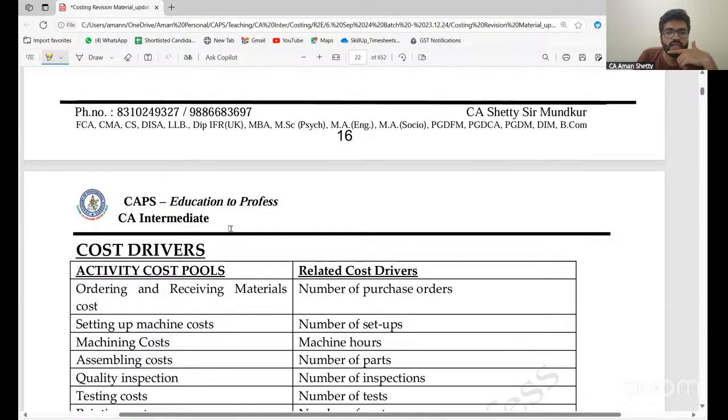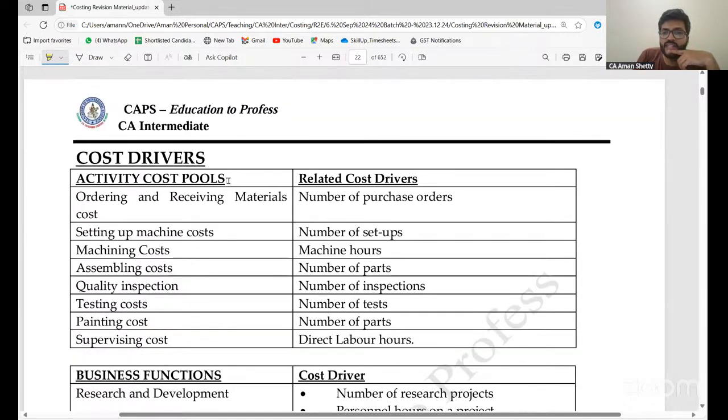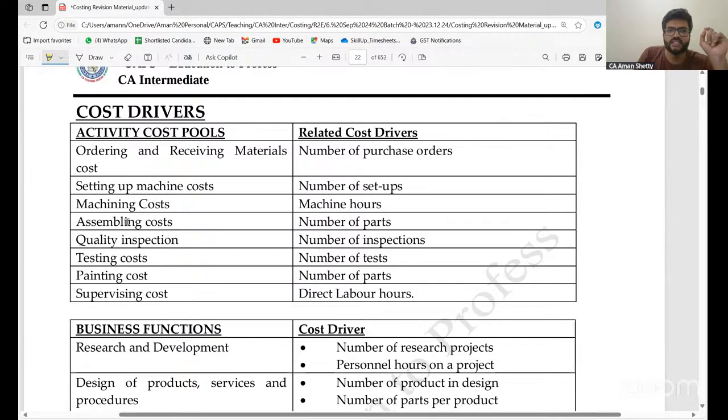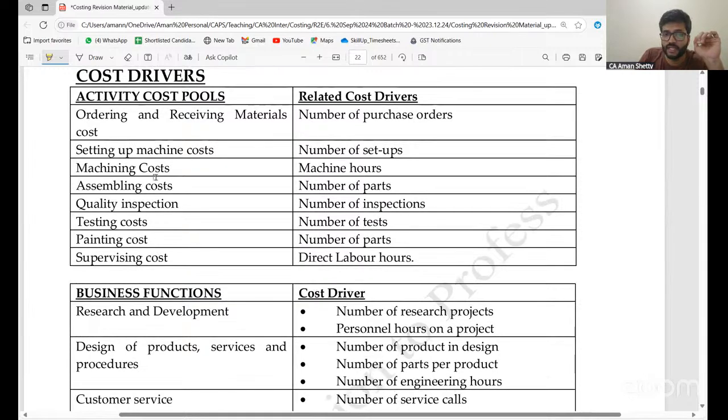Cost drivers, activity cost pools, and related cost drivers. These are some examples, and normally this is what comes in your examination questions also. Ordering and receiving material cost: if this is the cost pool, what is the cost driver? Number of purchase orders. Setting up machine cost, number of setups. Machining cost, machine hours. Assembling cost, number of parts. Quality inspection, number of inspections. Testing cost, number of tests. Painting cost, number of parts again. Supervising cost, direct labor hours.